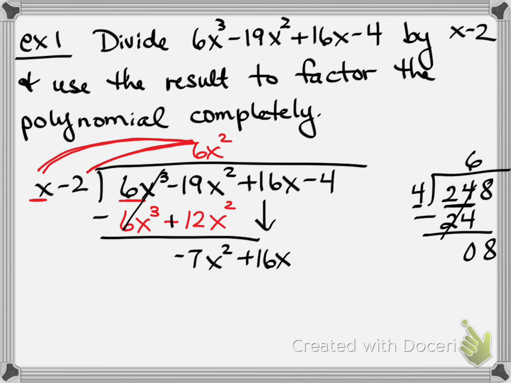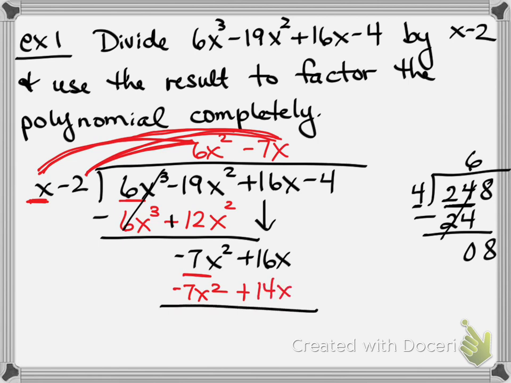Then the process repeats. What do we multiply x by to get negative 7x squared? Negative 7x. We multiply the negative 7x times both of these. We distribute. Negative 7x times x is negative 7x squared. Negative 7x times negative 2 is plus 14x. And then we draw the line and we change both of these signs. This should always cancel. That'll give us 2x. Then we bring down our last term. And the process repeats again.